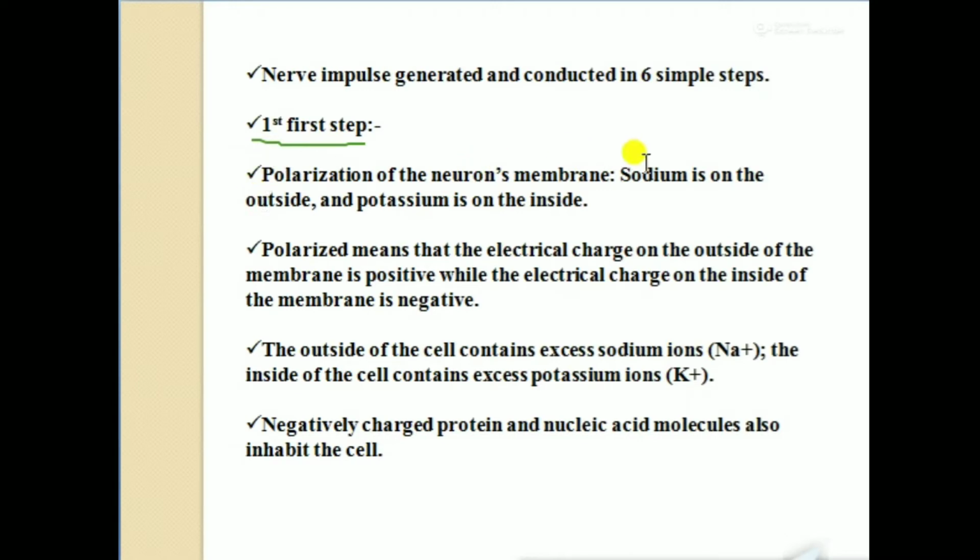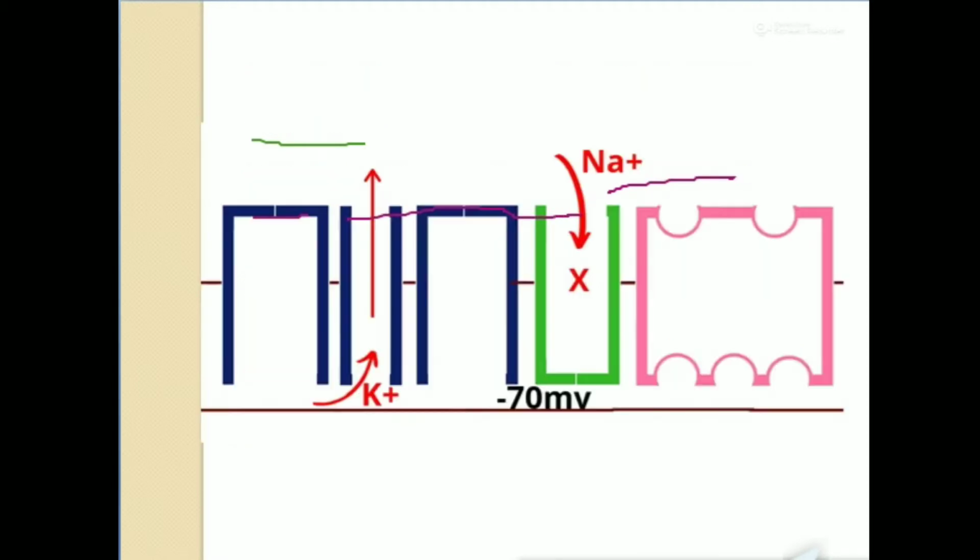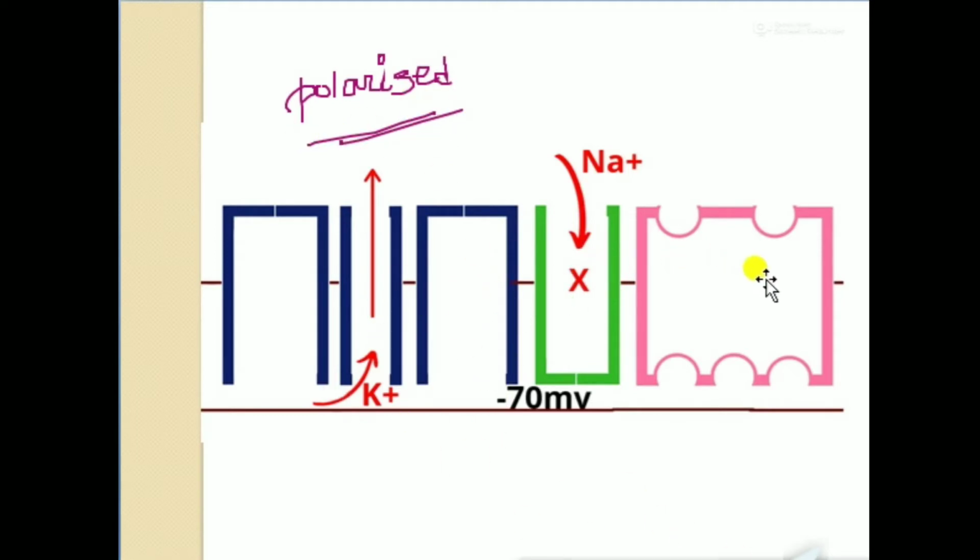What is the polarized state? In this polarized condition, sodium and potassium channels are present in the membrane. If you see this picture, this is the polarized state. There are 2 or 3 types of channels. This channel is known as the potassium channel, this channel is known as the sodium channel, and this portion is known as the sodium potassium pump.